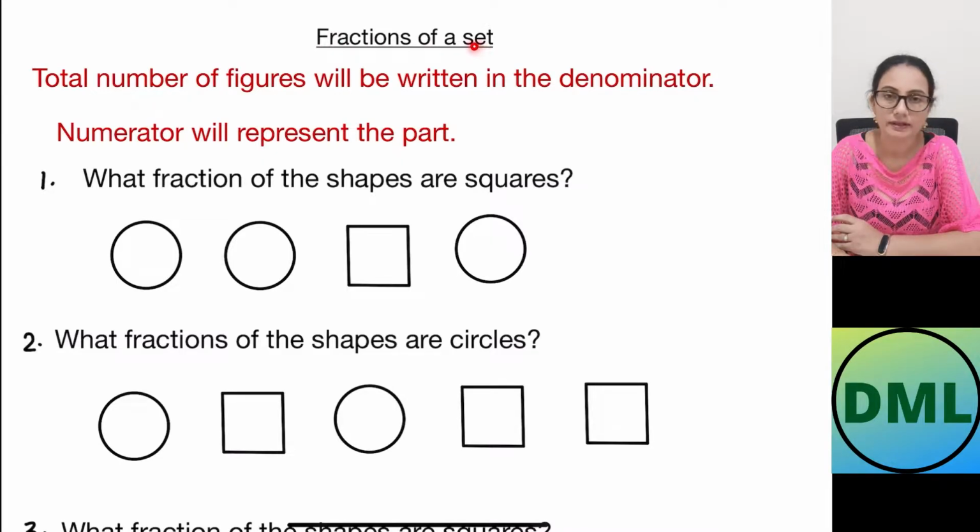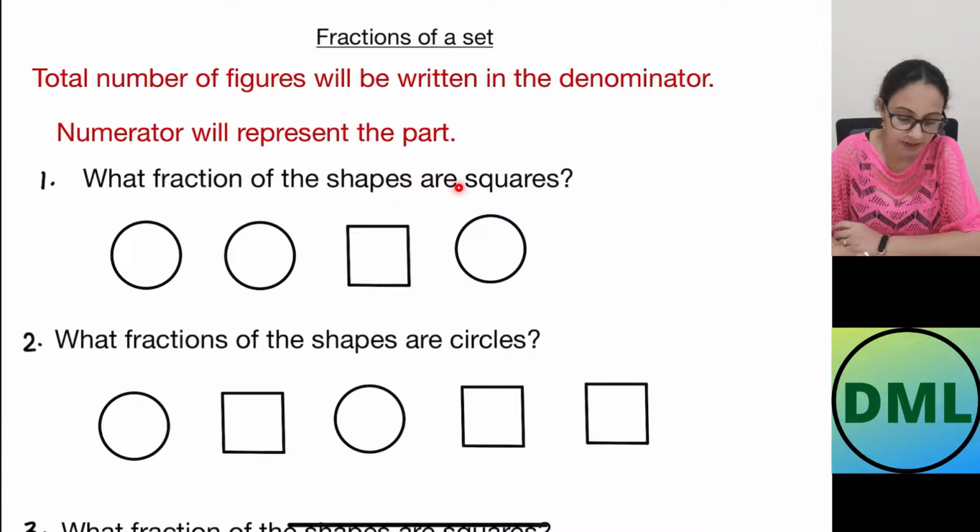Fraction of a set. How do we write down a fraction of a set? In this case, we have to remember that the total number of figures will be written in the denominator and the numerator will represent the parts. Parts means how many parts you are selecting, that will come in the numerator, and the total number of figures will come in the denominator. Let's do one question here.